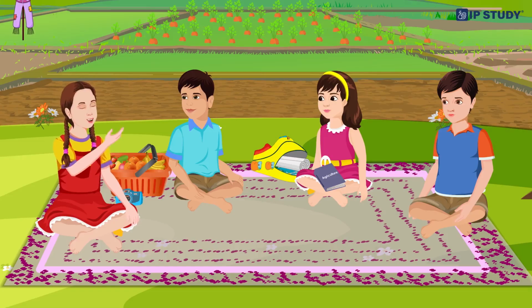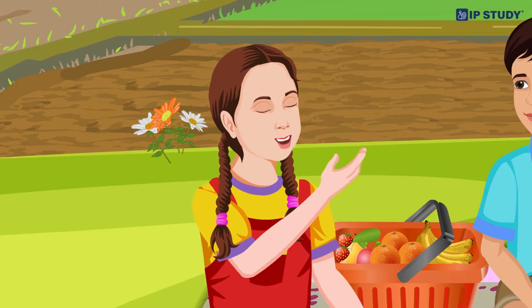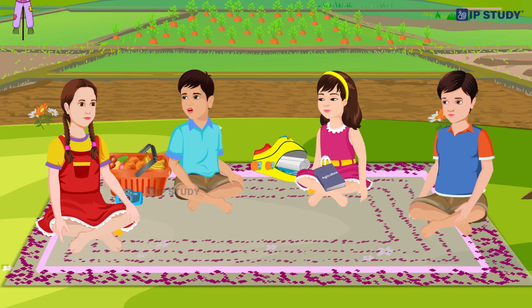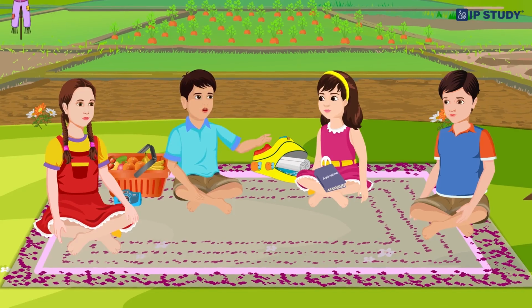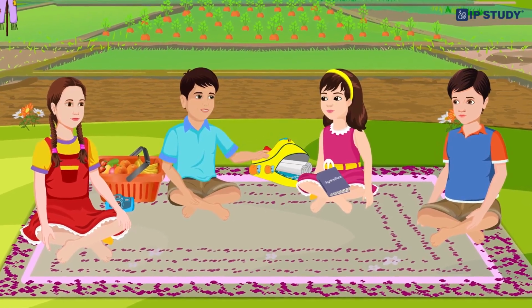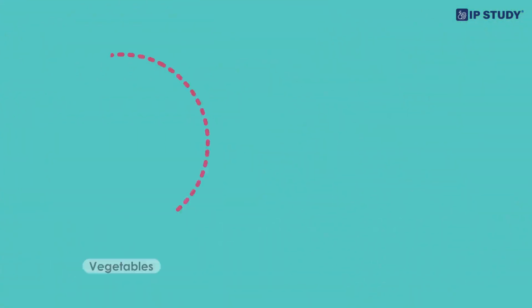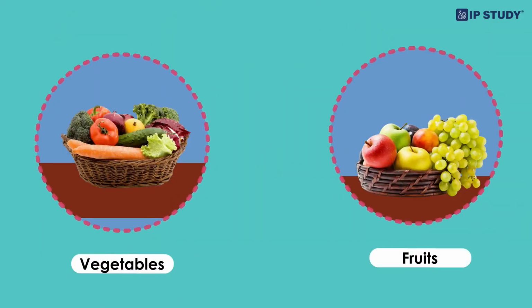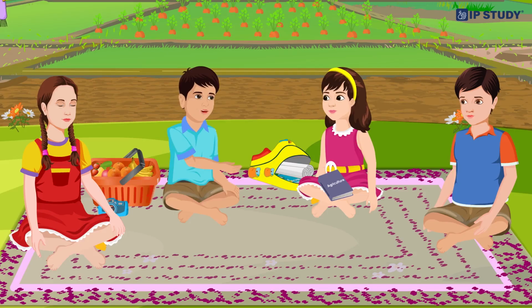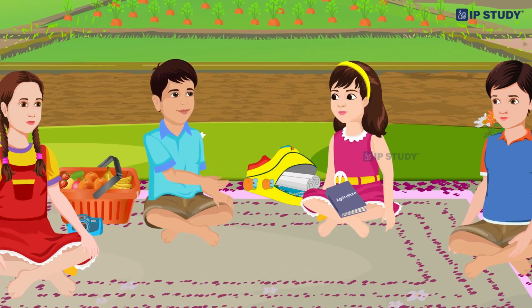Plants are amazing. But you know, there are several uses of plants. Yes, Khushi. Plants are the main source of our food. In our daily life, we eat different types of food, including vegetables and fruits. We wear different types of clothes and we obtain most of these from plants.